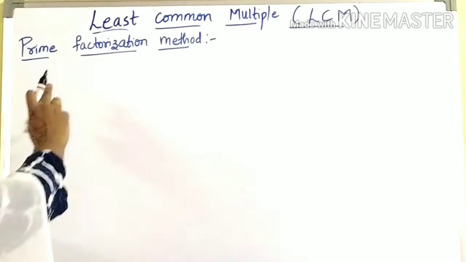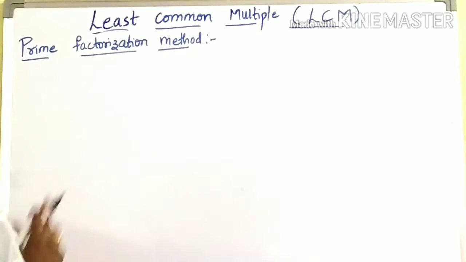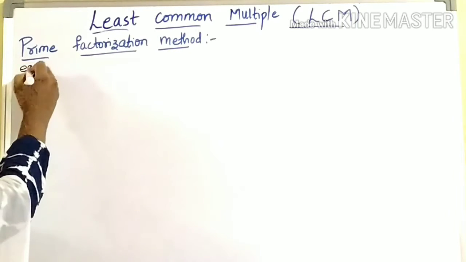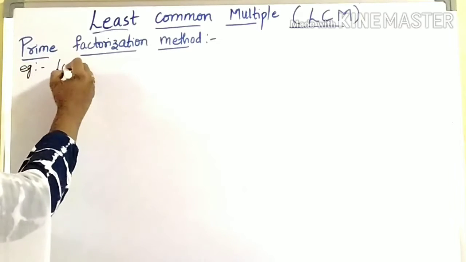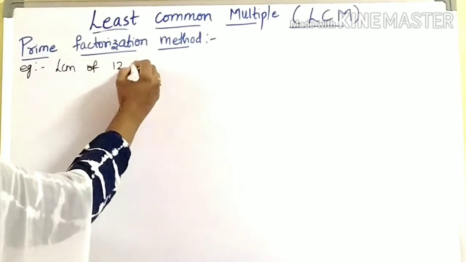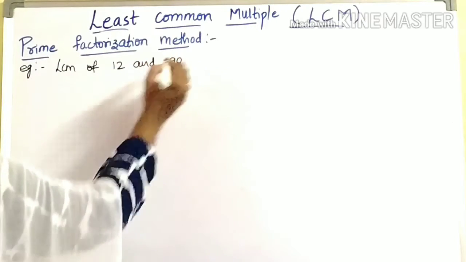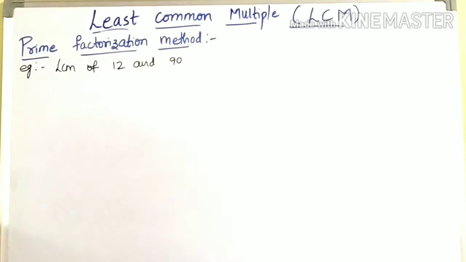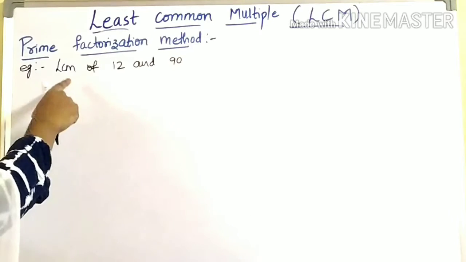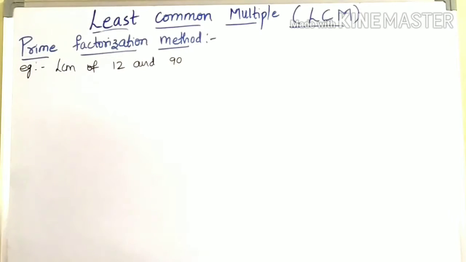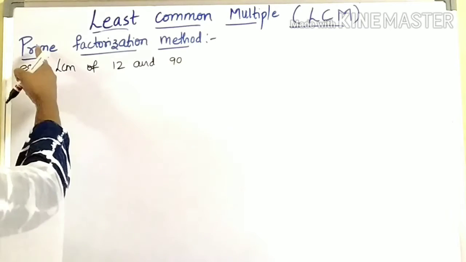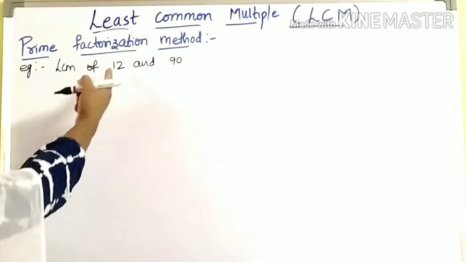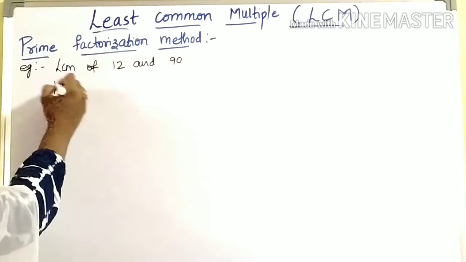Next, the prime factorization method. LCM by prime factorization method, right? Now, I will explain by taking an example. So, LCM of 12 and 90. LCM of two numbers I am taking, children. First, you have to express each number as a product of prime factors. In the question itself, prime factorization means we have to express these numbers into prime factors, right?